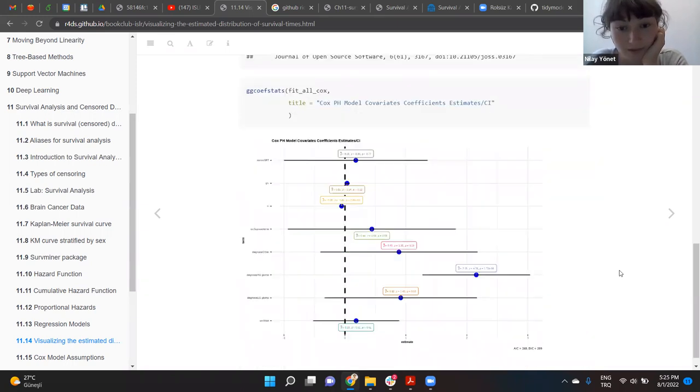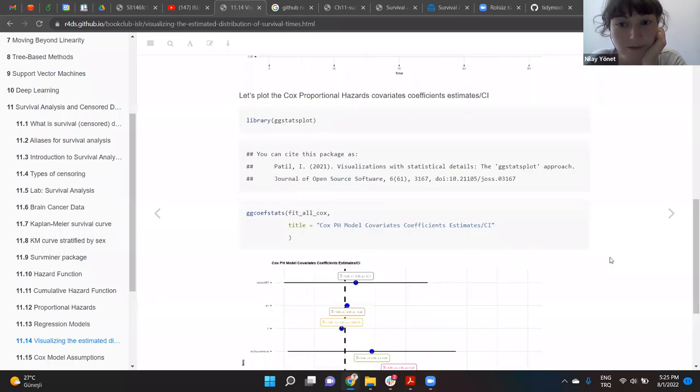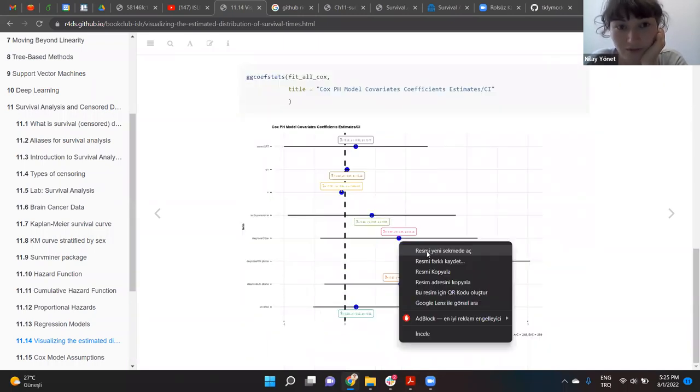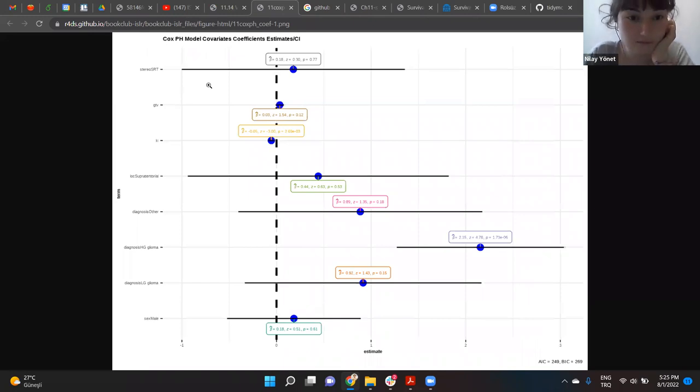And this part, I am not sure, because to be honest, I didn't understand this part. But when we check this plot, it is the Cox proportional hazards model covariates coefficients estimates. And when we check the most significant ones, we can see a Karnofsky index here, this point, and the other HG glioma, and it's here.